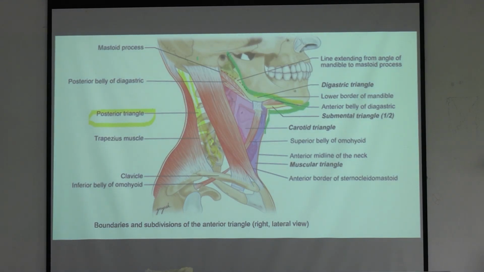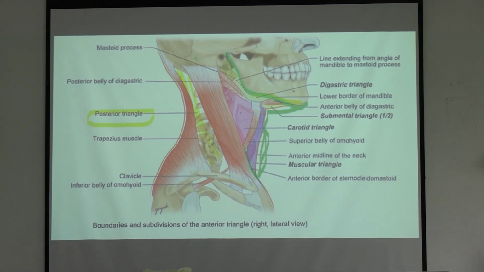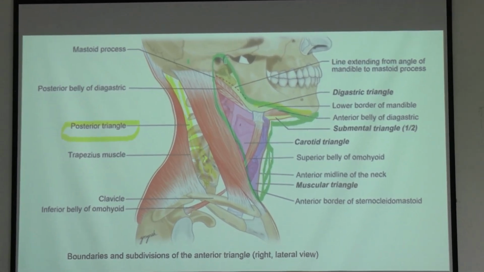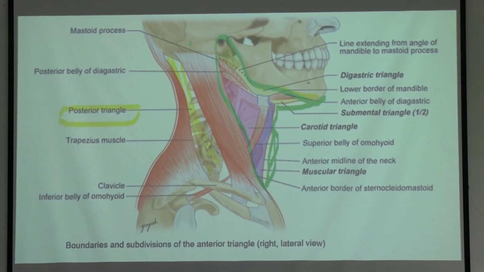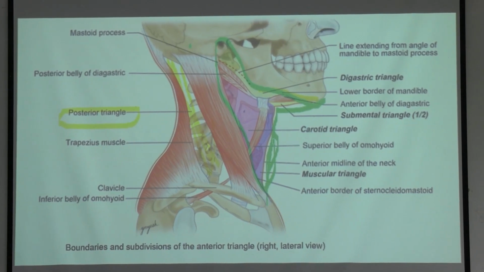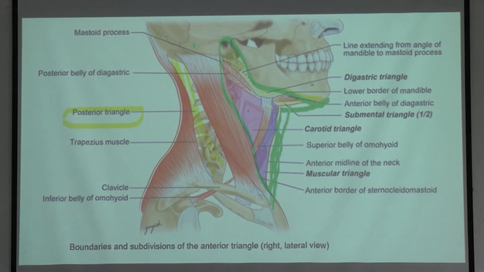So this is the upper limit, and the anterior limit is the midline up to the suprasternal notch. So there are two triangles on either side of the neck.